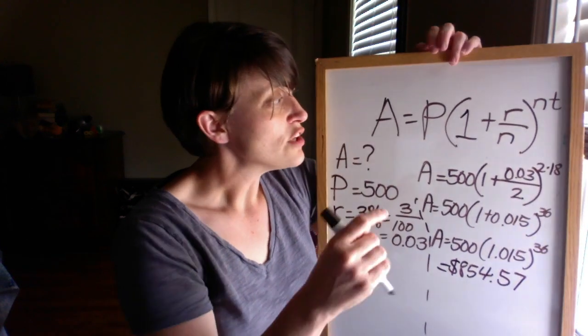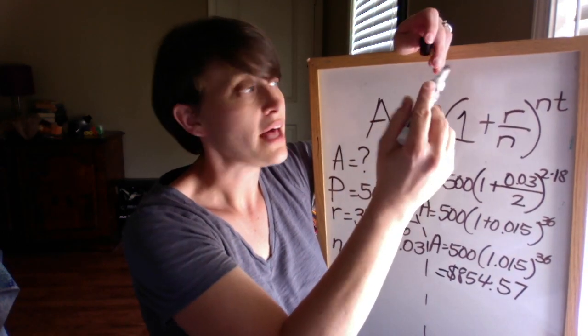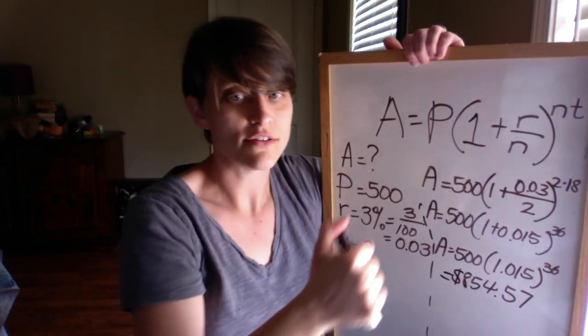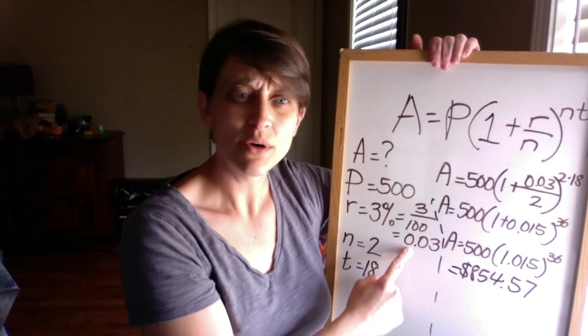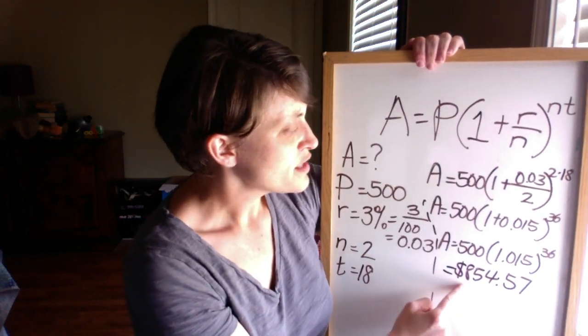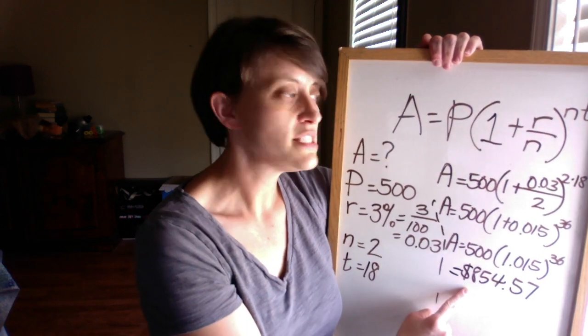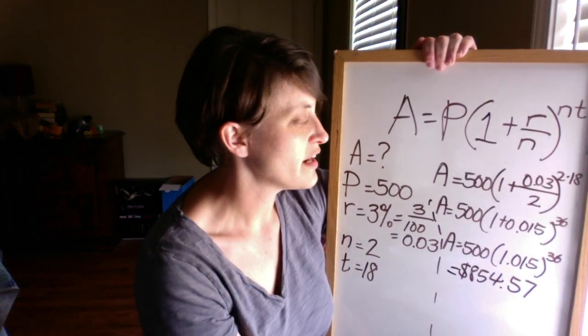Okay, now if you look at it, you'll notice that's not a whole lot of money that we earned in 18 years, but that will typically be the case. This interest rate is pretty low. We earned, what, $354.57 between 500 and this final amount.